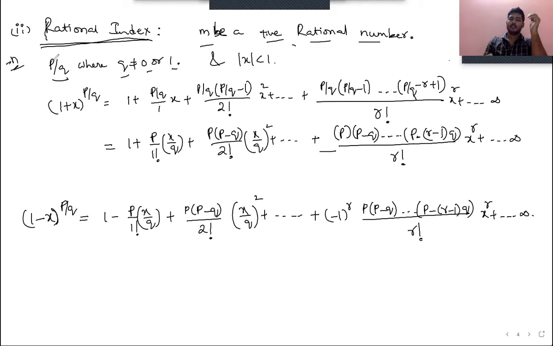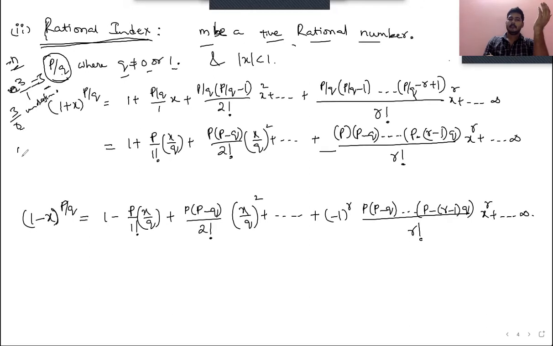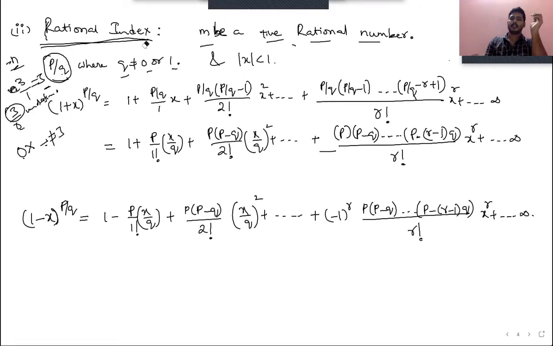If q is equal to 1, p by q will become a natural number because there's no denominator, only numerator. So 3 by 1 is nothing but 3, right? 3 by 0 will be undefined. So anything with denominator 0 is undefined, because 0 into anything will not be equal to 3. However many numbers you multiply with 0, it will never be equal to 3. So anything divided by 0 is not defined. Okay.